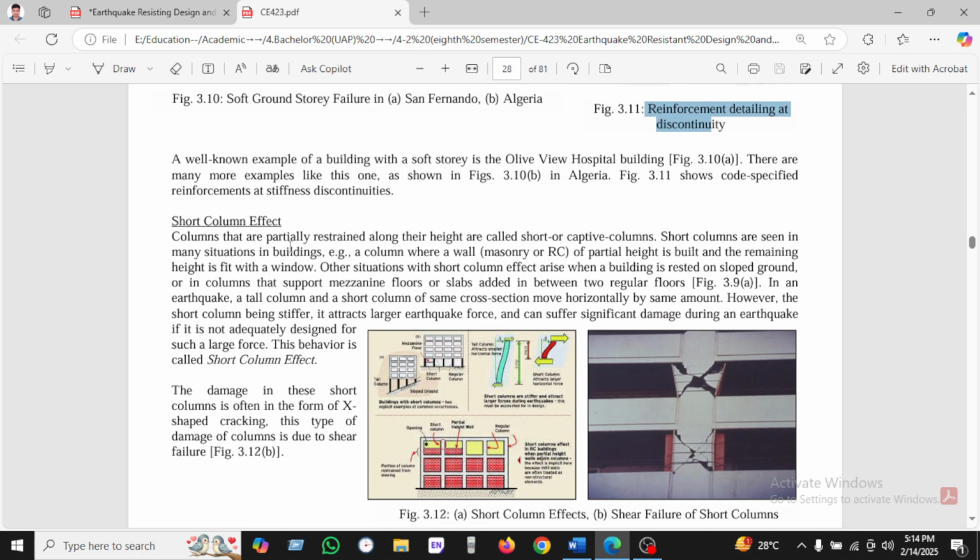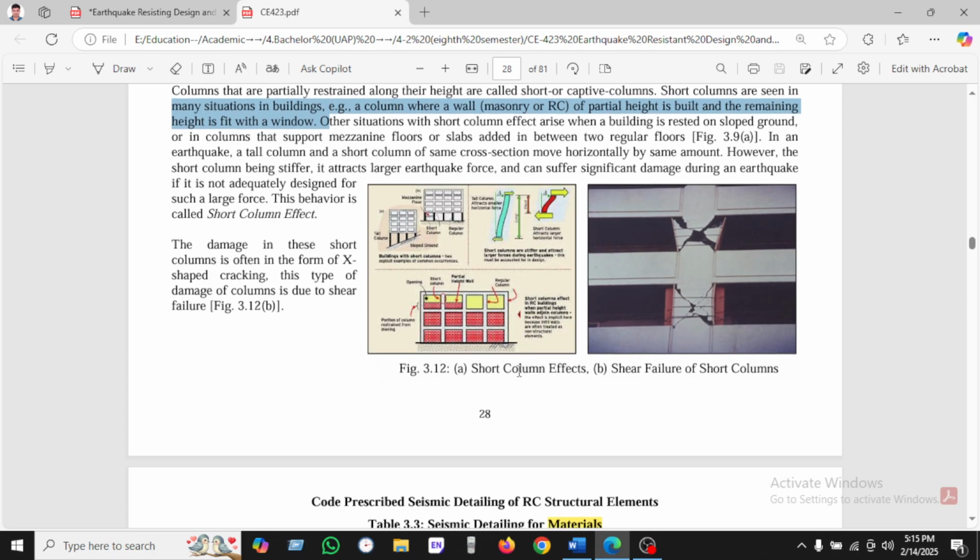The columns that are partially restrained along their height are called short columns or captive columns. Short columns are seen in situations in buildings where a masonry wall is partially the height of the column and the remaining height is fitted with a window. We've been seeing here the short column effect and shear failure of the short column.